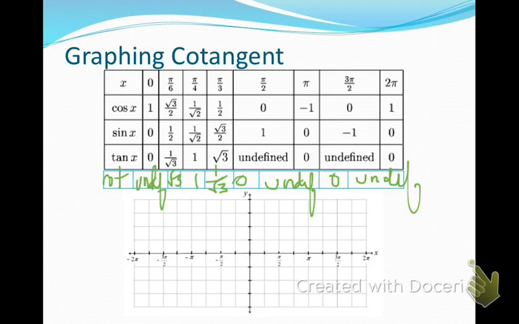This time I have my asymptotes at 0, pi, and at 2 pi. I'm going to hit 1 at pi over 4. And I'm going to hit 0 when I get to pi over 2. So that means that I would hit -1 down here. So cotangent looks like this. Looks like that.